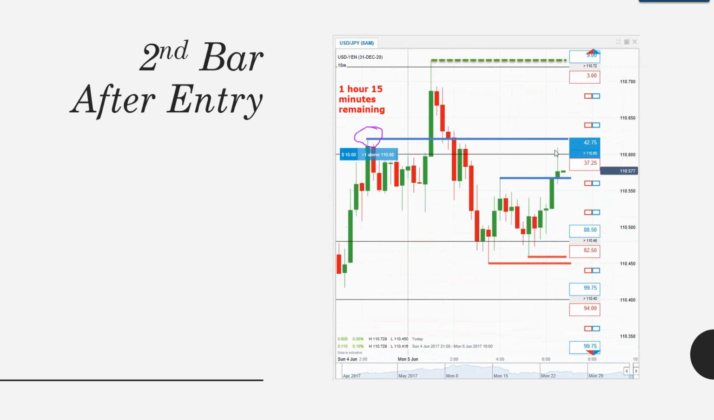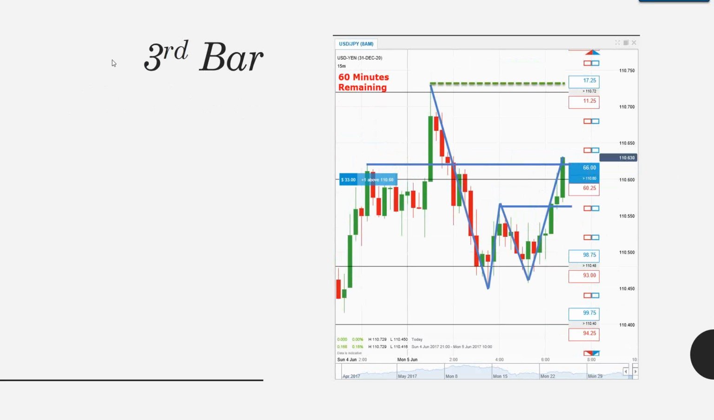Why? Because they pushed price up. They tried to test this previous high, okay? They pushed it up, but then they closed back down here. Now, the only hope that you have in this trade is the fact that this price bar closed above this high. So they may test it again. Everybody understand that? So now this is the third bar of your trade. You have 60 minutes remaining in this trade, okay? They're trying to push through this high.